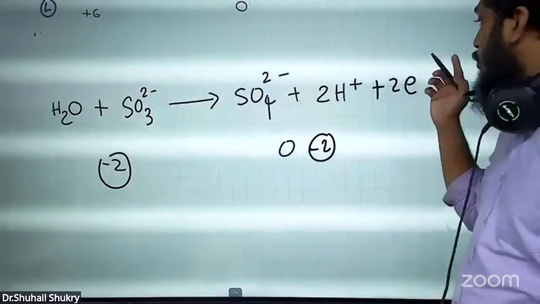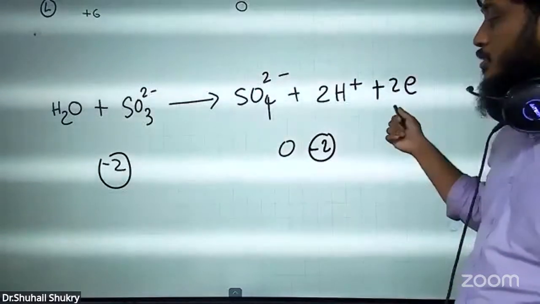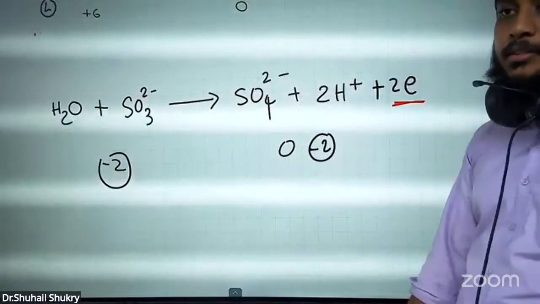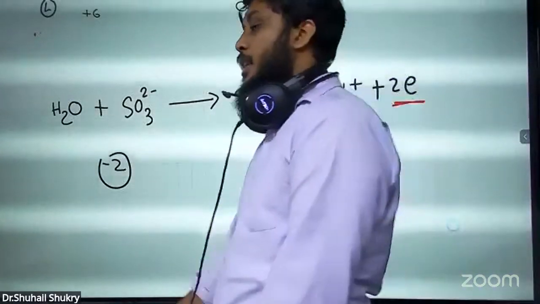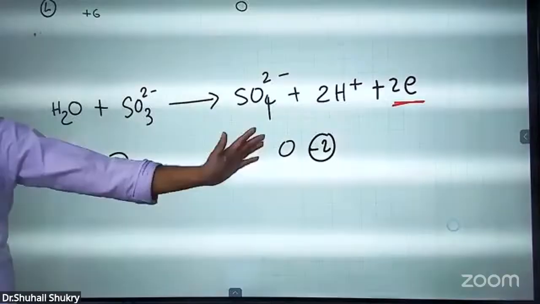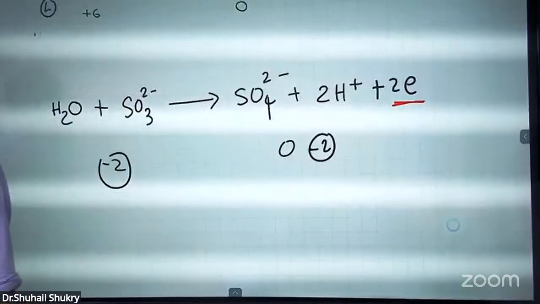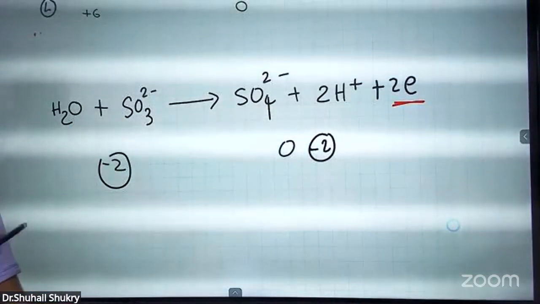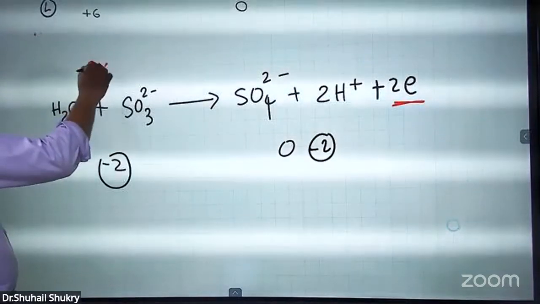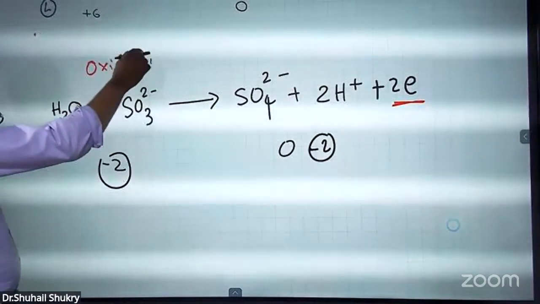So, did you understand now? The electrons came on which side? The right side. Then what type of reaction is this? Oxidation reaction. Even if you don't know oxidation numbers, you can still say it's an oxidation reaction. So this is the oxidation half reaction. Now write this beautifully.